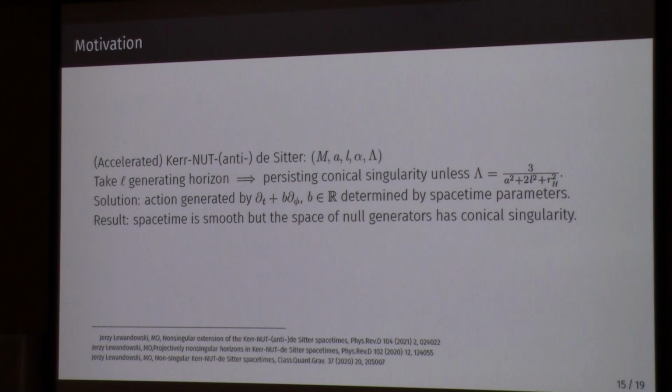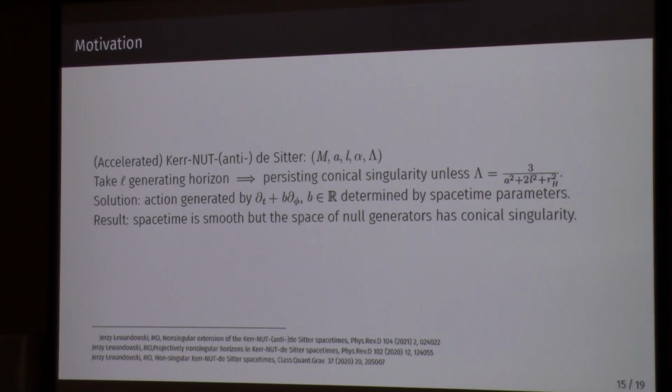At least one of the classes of solutions, which is richer in this spherical case, we expected to be embedded in these Kerr-NUT-AdS spacetimes. And if we did that, we took the action as before to be the same as generating the horizon. However, there was an additional problem, namely that on the space of the null generators there was a persisting conical singularity unless some condition on parameters was satisfied.